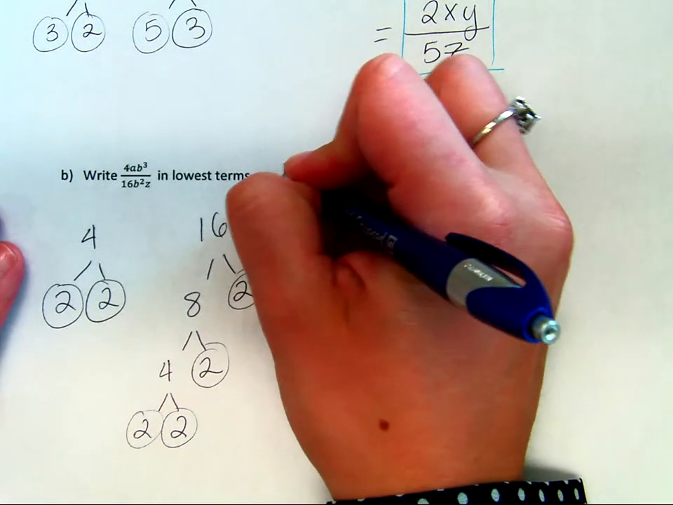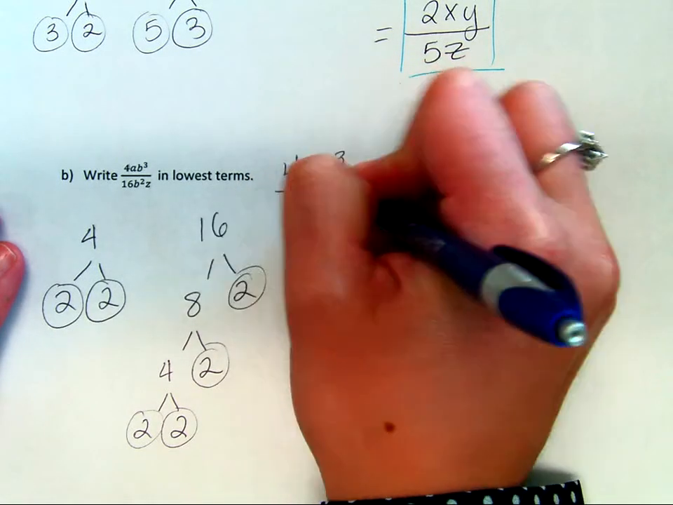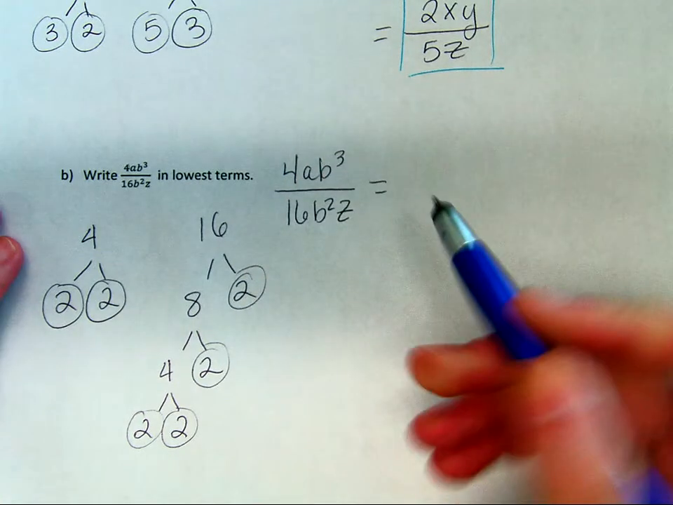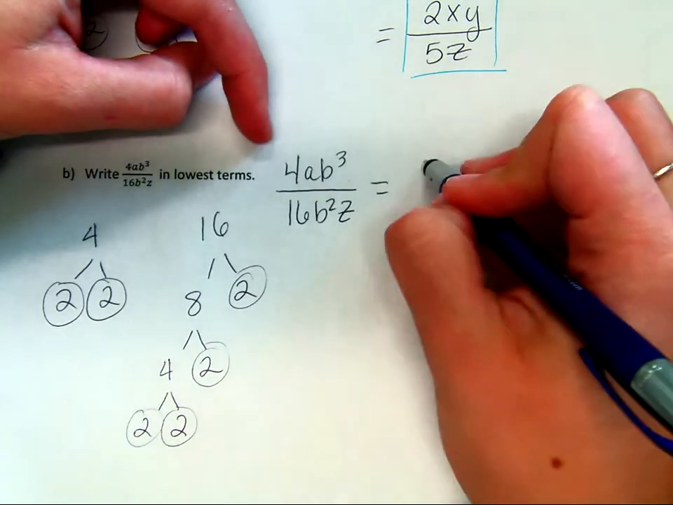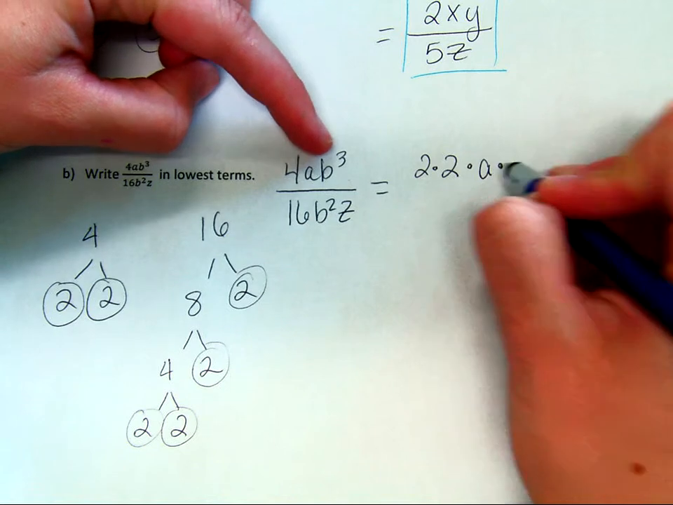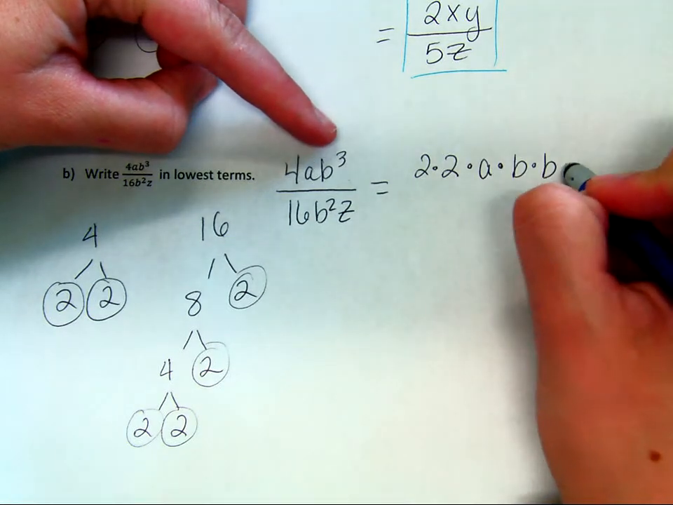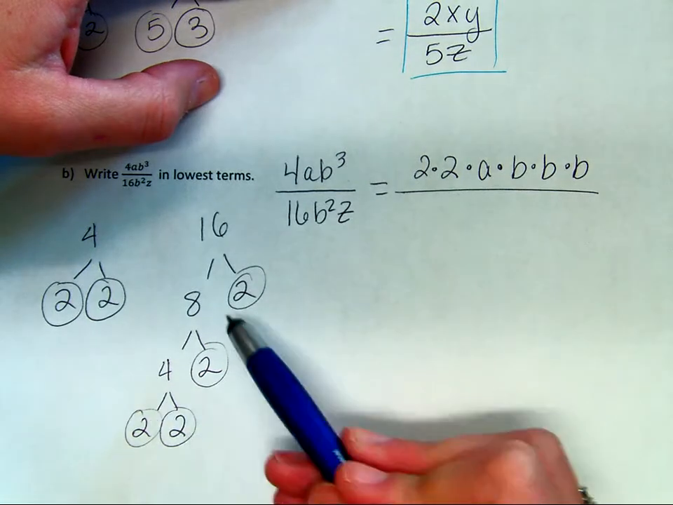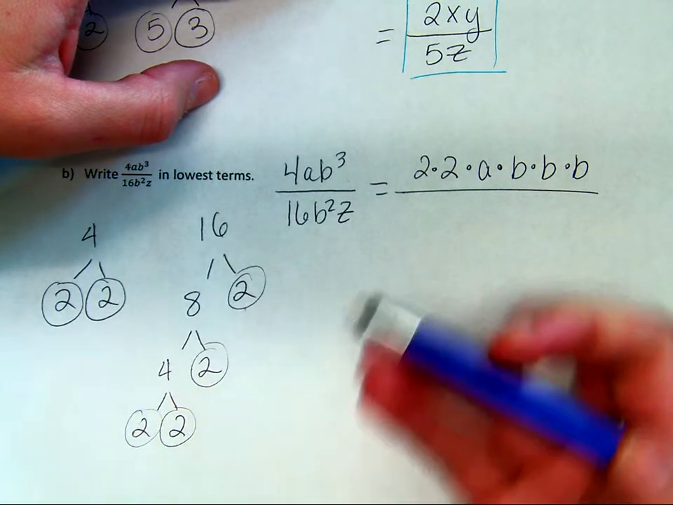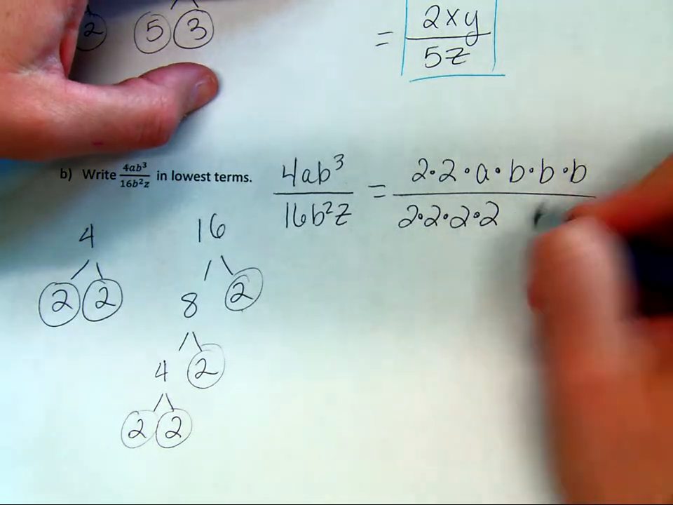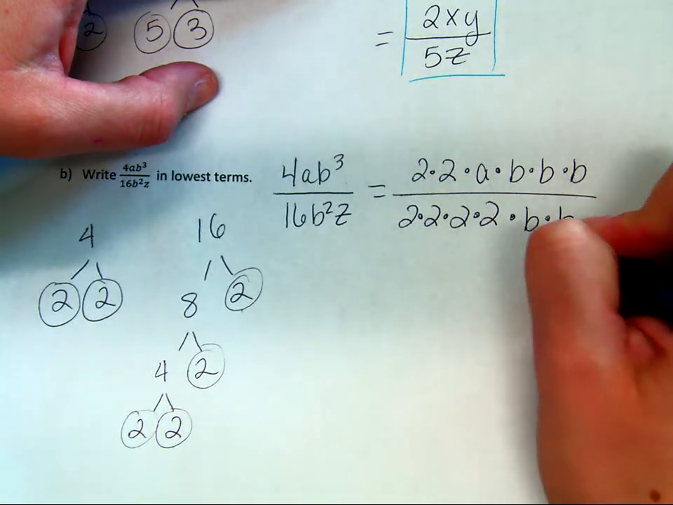So I'm going to write 4ab cubed over 16b squared z is equal to, I'm going to rewrite 4 as 2 times 2, and then times a, b cubed is b times b times b. And then 16 I'm going to write as 2 times 2 times 2 times 2. And I've got b squared, so that's b times b times z.